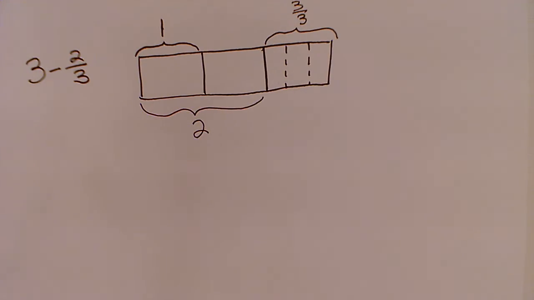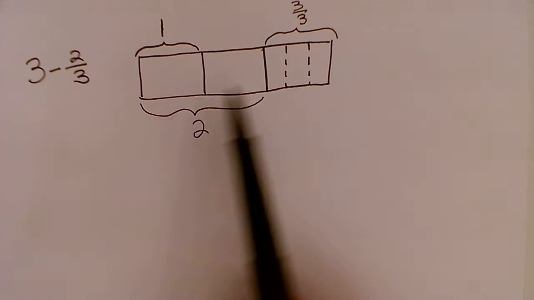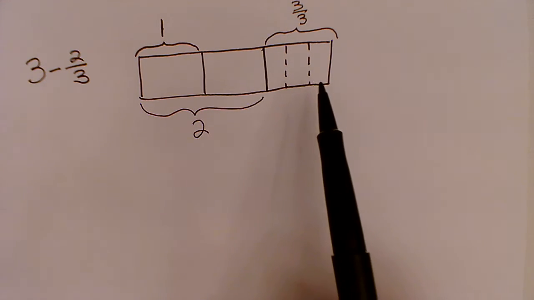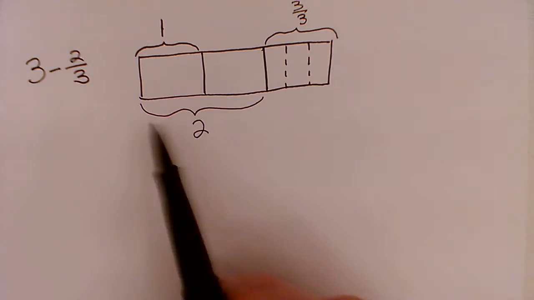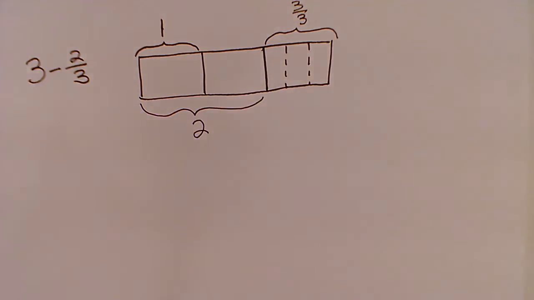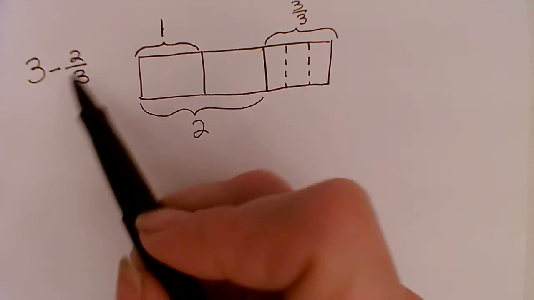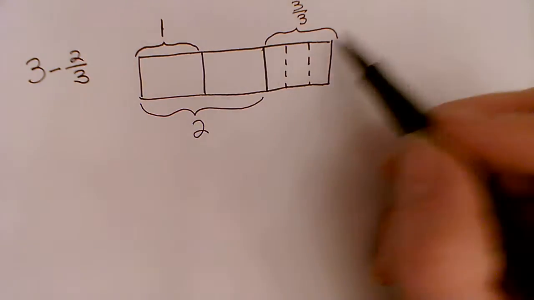But I need to now subtract 2 of those. So what I did was I started off with 3 wholes. I decomposed it into 2 and 3/3, which is still 3 wholes. It's just written a different way. Just renamed it. And now I need to take this 2/3 and subtract it.